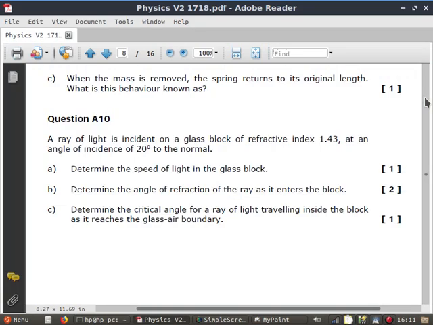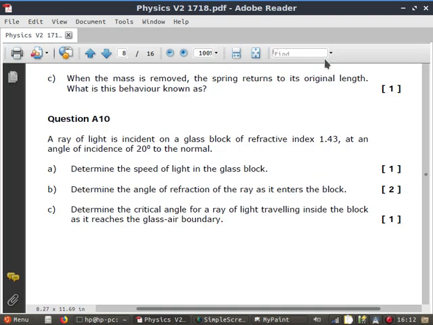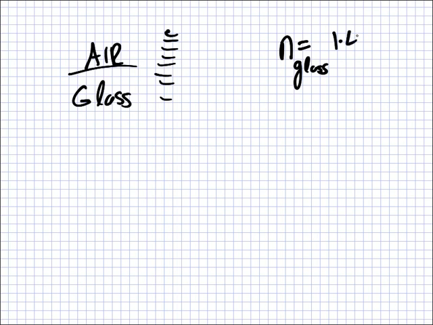So what you have first is light that goes into glass. So this is air, this is glass, and you have the light which goes in from air to glass. And you're told that the N for the glass is 1.43. Here the light has a speed of c, which is about 3 times 10 to the 8, and here it has a speed of v, which we don't know.